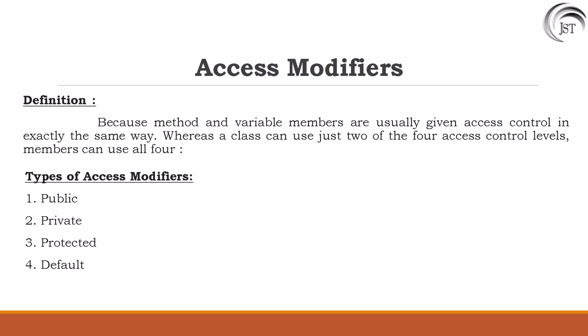Access modifiers have another name: access specifiers. Access specifiers and access modifiers are the same, don't confuse them. There are 4 access specifiers and 4 access modifiers. What are the access modifiers? Public, private, protected, default. These are the access modifiers or access specifiers. We can discuss them one by one.